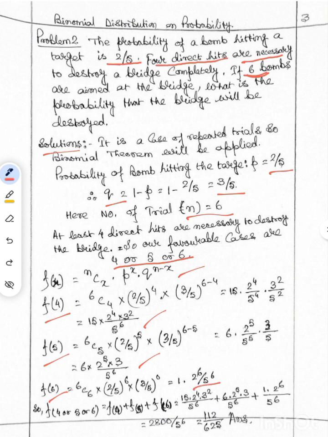Okay. Now, finally, we have to get the probability of 4 or 5 or 6. That means 3 probabilities will be added because there is an "or" happening. Therefore, we put in the values of the 3 probabilities and then add them. Okay, that becomes 112 by 625. Please check the calculation, and therefore we go to our third problem.